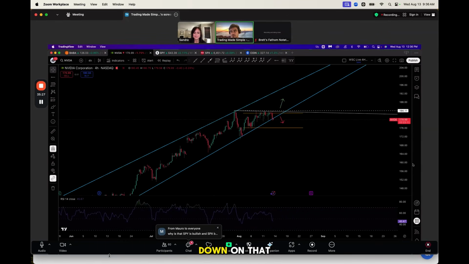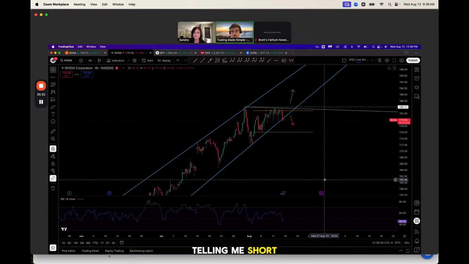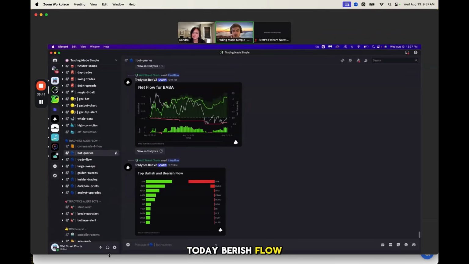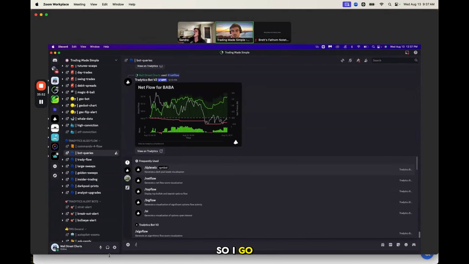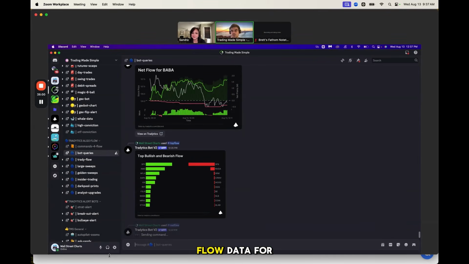Okay, we're breaking down on that channel pattern. Initially, price action would be telling me short, right? But now I want to know, is this a real breakdown or not? Right. I go into the Discord. I already know NVIDIA is showing 2-day bearish flows. Let's double check that. I go into net flow, symbol NVIDIA. Now request the flow data for today. I want to back up if this is real bearish flow.